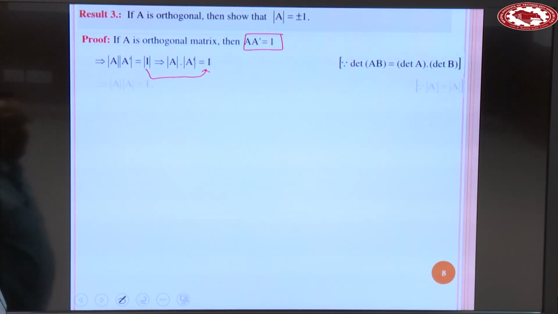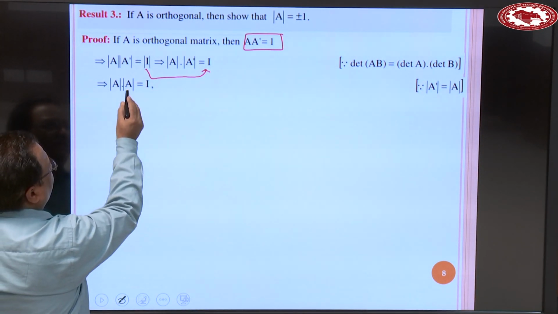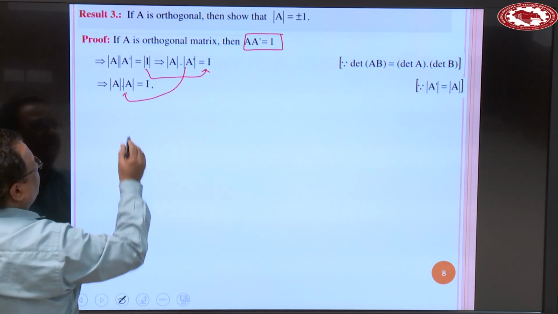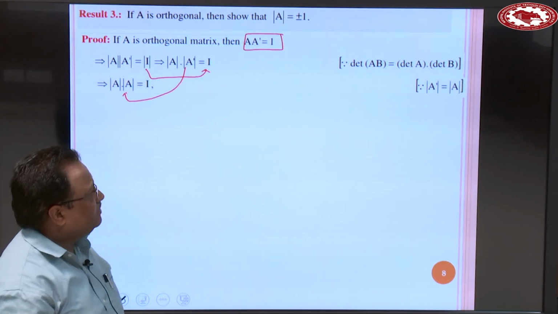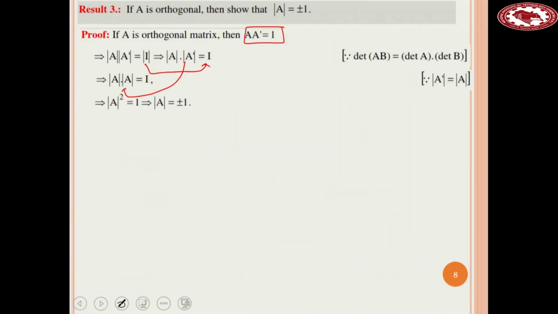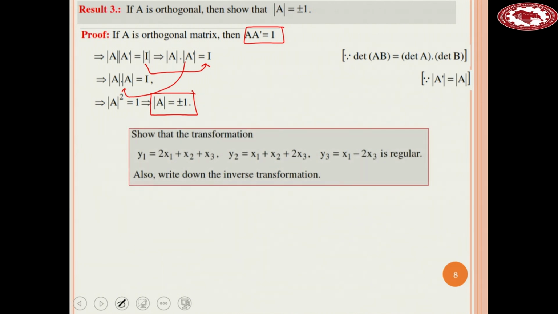Determinant I is equal to 1. This means determinant A into determinant A is equal to 1, because determinant A' is equal to determinant A. Clear? So, this means determinant A square is equal to 1, and this means determinant A is equal to plus minus 1. This completes the proof. In this way, we solve a few problems related to orthogonal matrices.